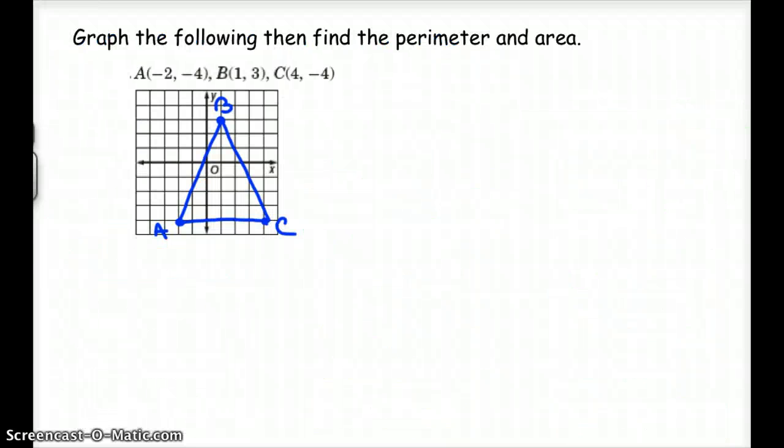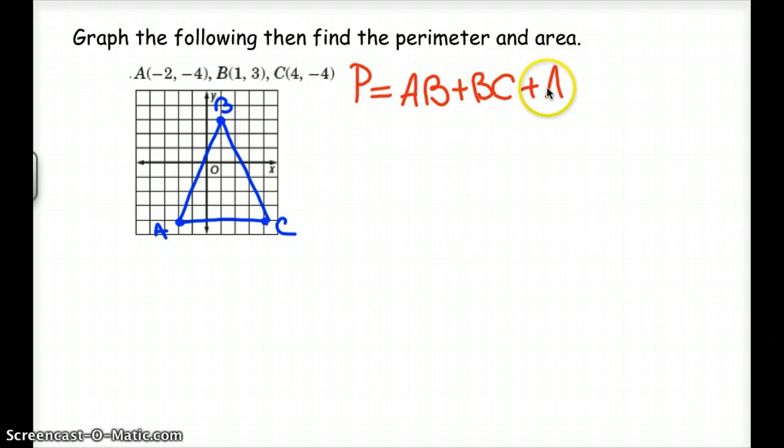Let's take a look at the last problem. They ask us to graph it and then find the perimeter and the area. I already have my points plotted. If you need to pause the video to plot your points, go ahead. Pause that video. Okay, so I'm looking for perimeter. Perimeter equals, I'd add up the sides. My first side is AB, my second side is BC, and my third side is AC. When I'm looking at the picture, I can count this. 1, 2, 3, 4, 5, 6. So my AC is 6.